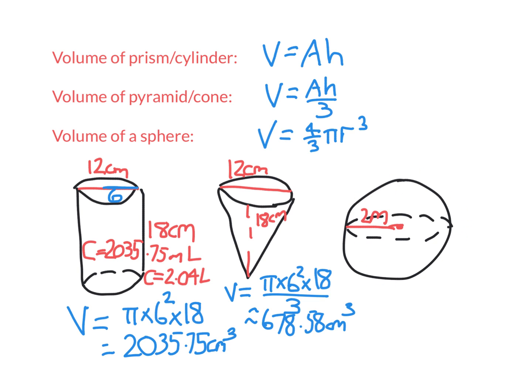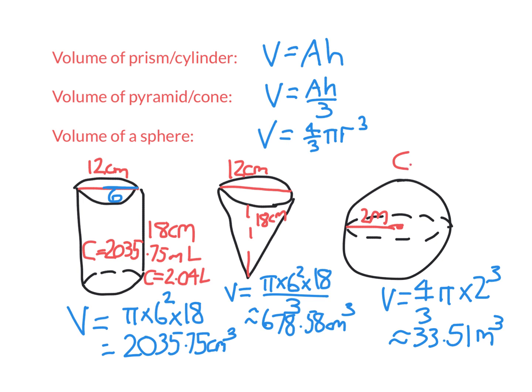So this poorly drawn sphere has a radius of 2. Its volume is simply 4/3 pi times radius cubed. So again, giving it to 2 decimal places, I get 33.51 meters cubed. So if I want to know how much water this could hold, I just times that by 1,000. See, 1 meter cubed is 1,000 liters.